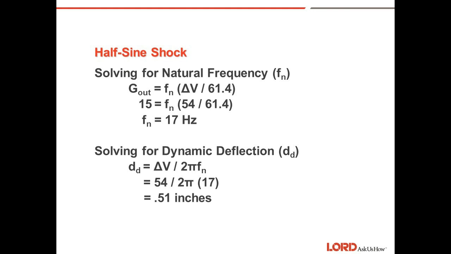Now we can calculate the dynamic deflection at the isolator. The dynamic deflection at the isolator is equal to delta V divided by 2 times pi times Fn. Solving for d sub d, the dynamic deflection, we get 54 divided by 2 times pi times 17 Hertz. We get a dynamic deflection at the isolator of 0.51 inches.